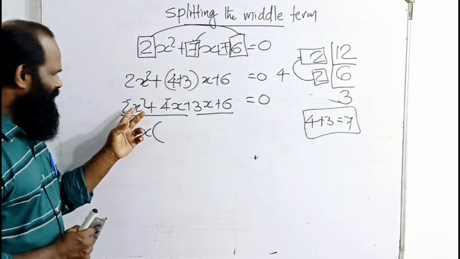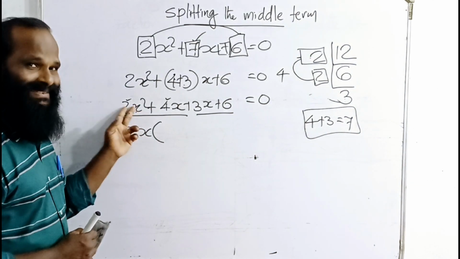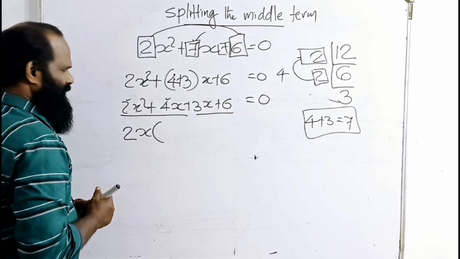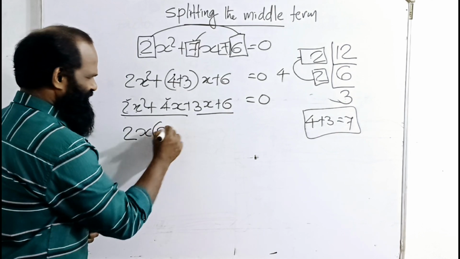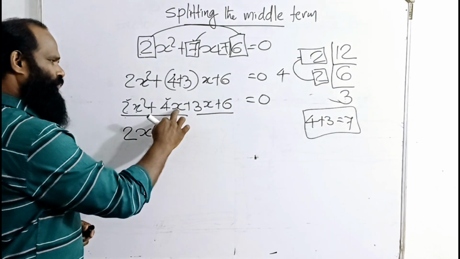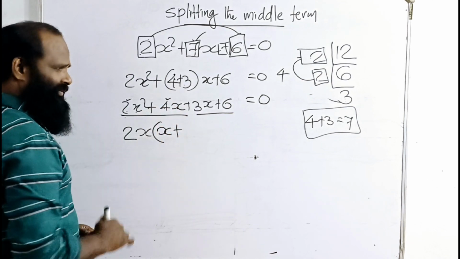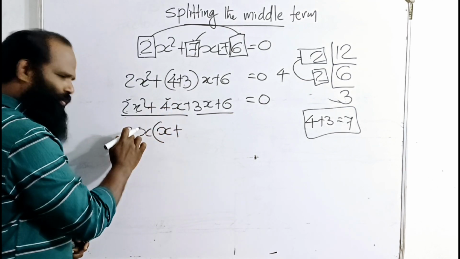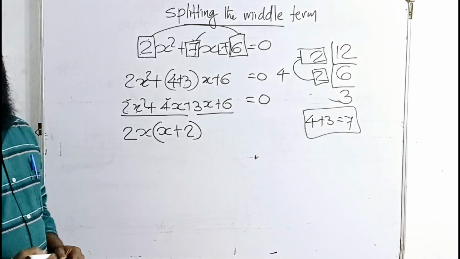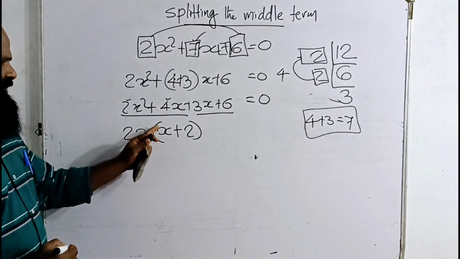What is remaining from this area? From 2x square, 2x is out. Now the only term that remains is x. From 4x, 1x is out, no more x. From 4, 2 is out, 2 is remaining. So 2x into x plus 2.